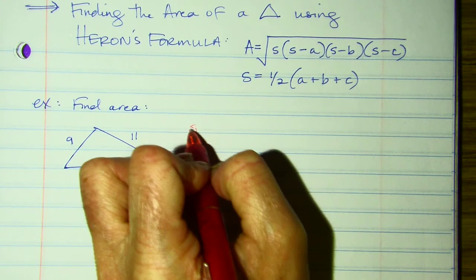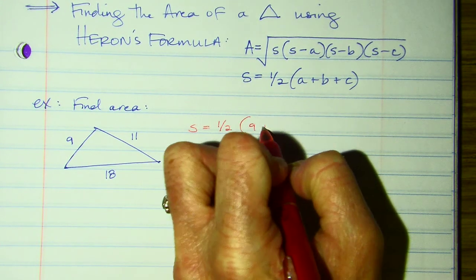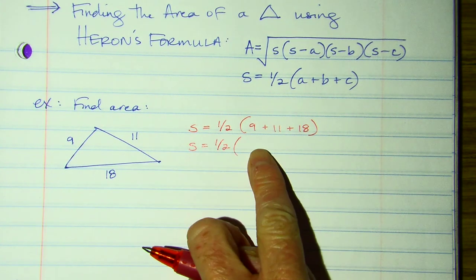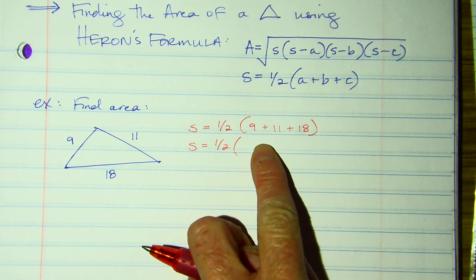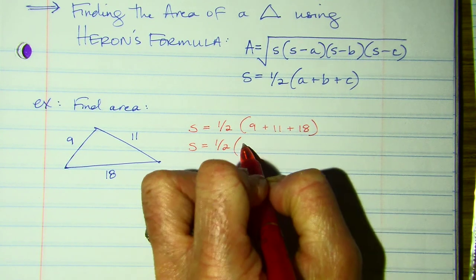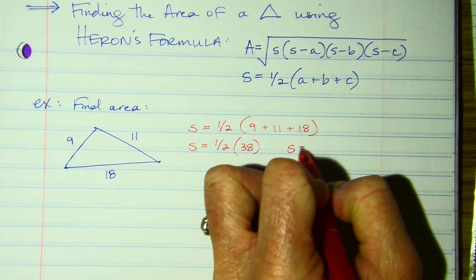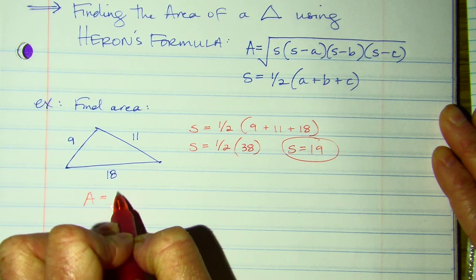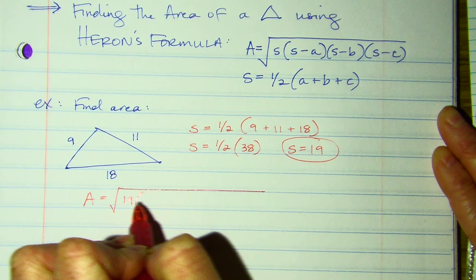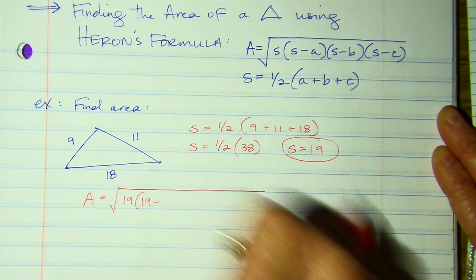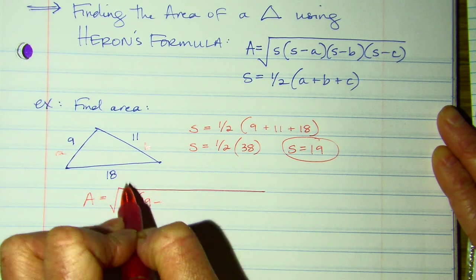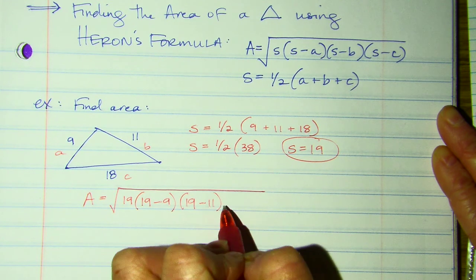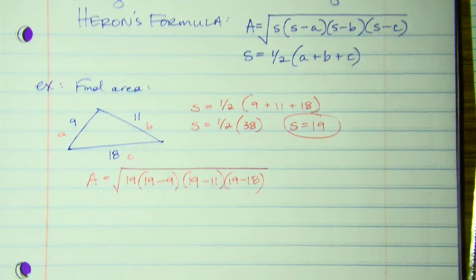So first I'm going to find S. S is half the sum of all 3 sides. So that would give me half of 38. Hold on, 9 plus 11 plus 18. Yeah, half of 38. So S equals 19. So I'm going to take this piece of information and plug it into my formula. The area equals the square root of S times S minus, and let's say I make this A, this B, this C. So 19 minus A times S minus B times S minus C. You just take the S value and subtract all 3 sides.